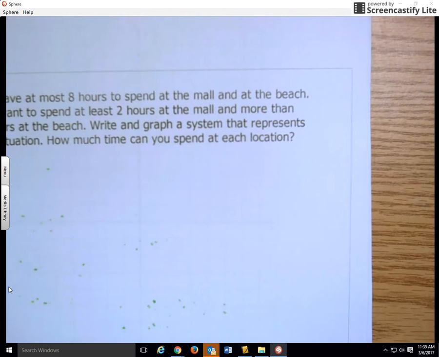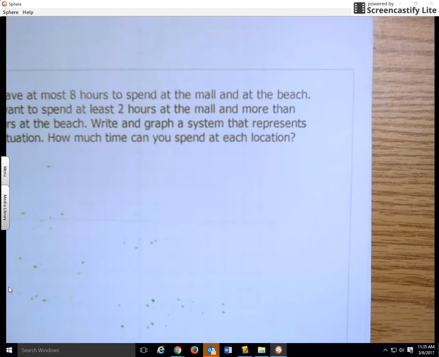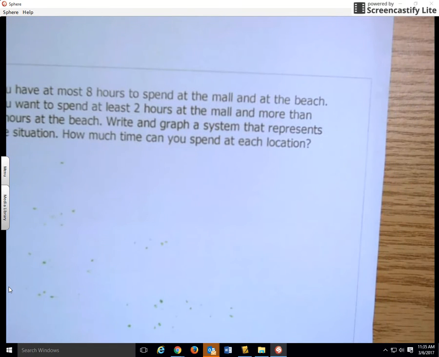Okay, last question is this application problem. It's using algebra in the real world. It's, Mr. Evans, how do we ever use algebra? Well, something like this. You have at most 8 hours to spend at the mall.